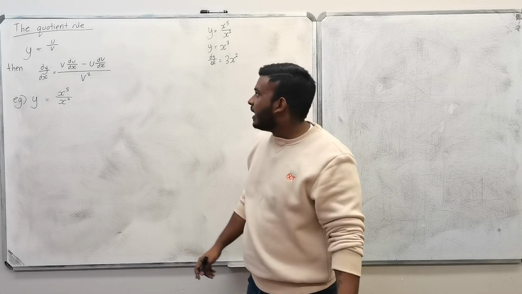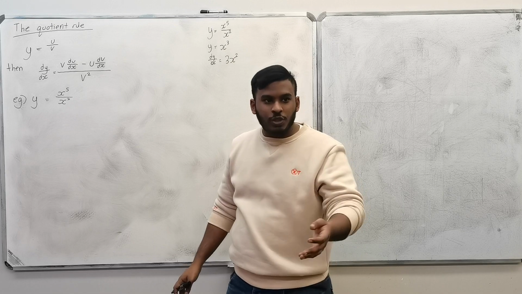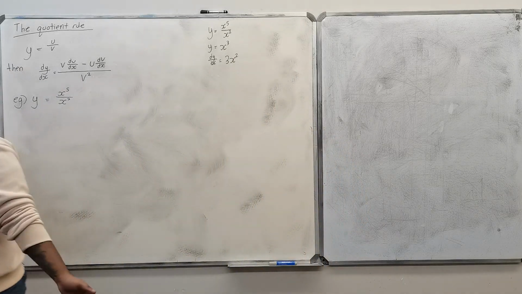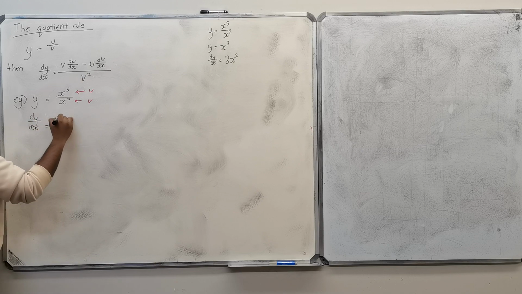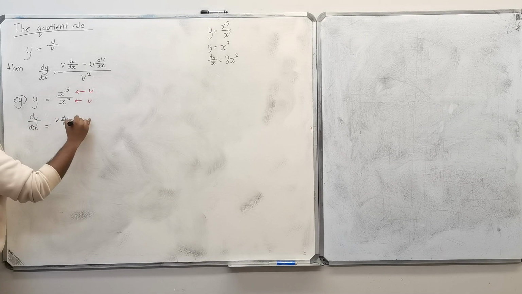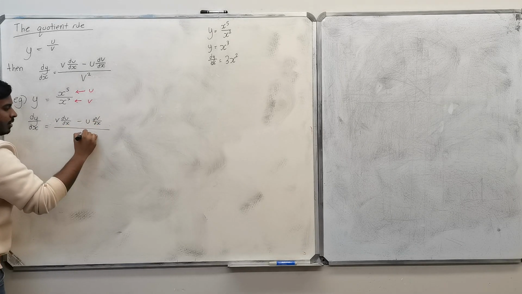But they told you, calculate y is equal to x to the power 5 over x to the power 2 using the quotient rule. So you have to use the quotient rule, okay? So this is u, that is v. Looking at the general formula, and looking at this, that's what it is, okay? Applying the quotient rule, dy over dx is equal to v du over dx minus u dv over dx all over v squared.